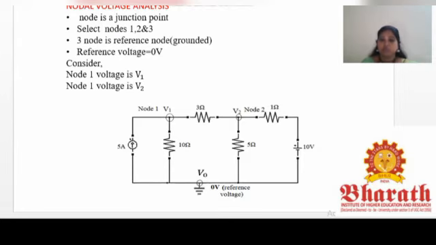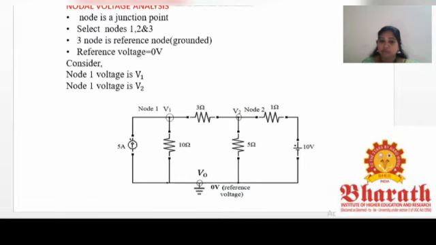Not only for this circuit, for all the circuits wherever you apply nodal voltage analysis, the voltage for the reference node is 0. It doesn't change in any case. Now we are going to select nodes 1 and 2. Consider node 1 voltage as V1 and node 2 voltage as V2.